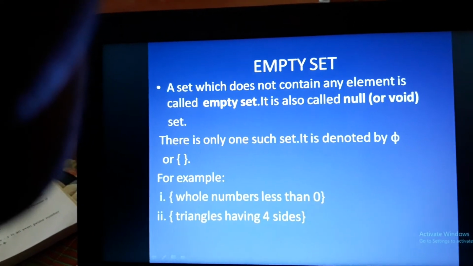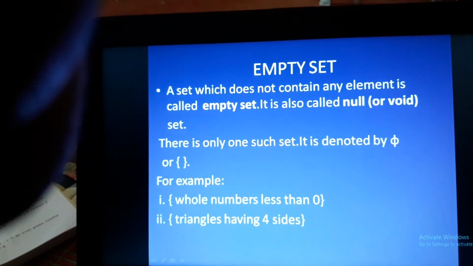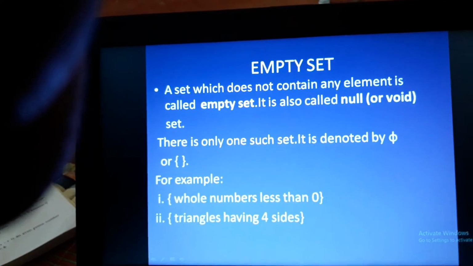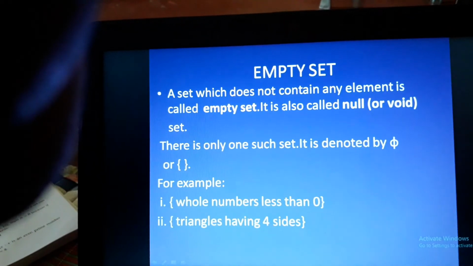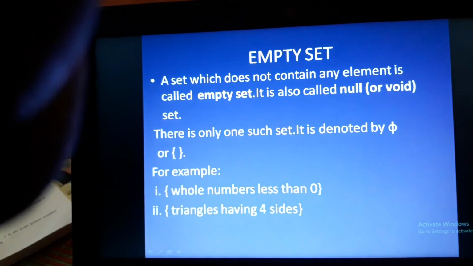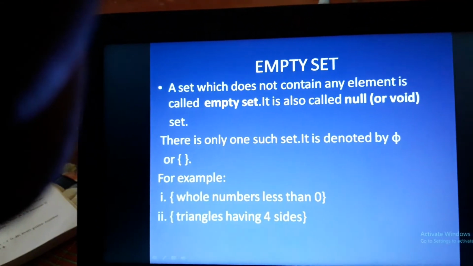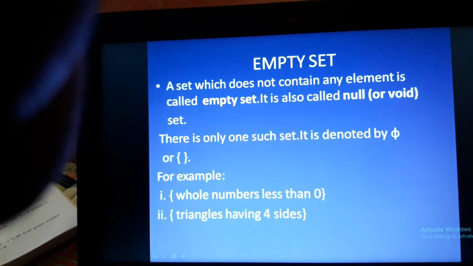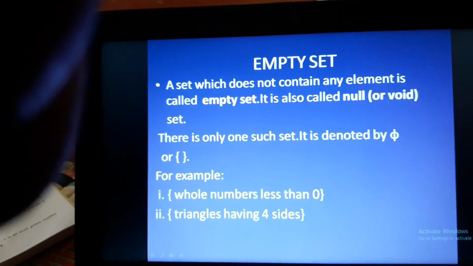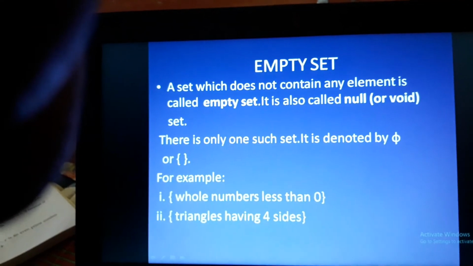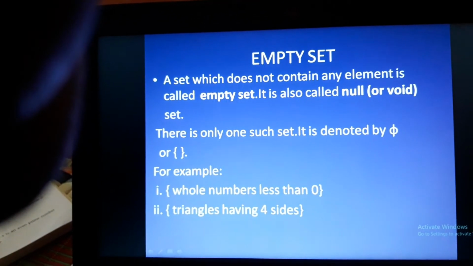For example, you see in curly brackets, first one, whole numbers less than 0. So we don't have any whole numbers less than 0. Second one, triangles having 4 sides. You know that we cannot have any triangle with 4 sides. So these are some examples of the empty set. You can see the book. There are more examples in the book.